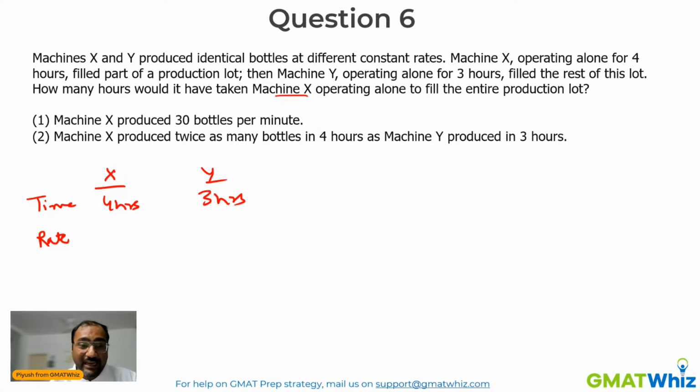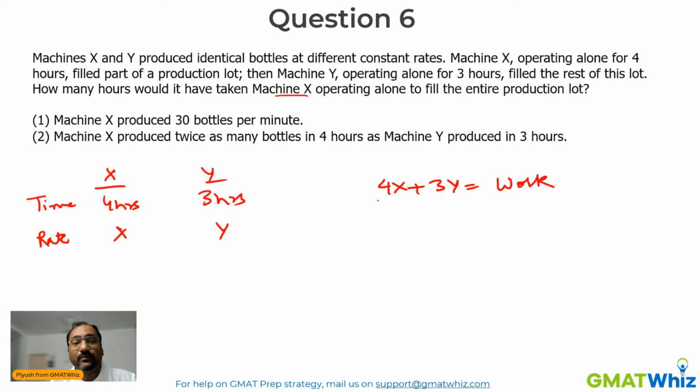So I say if the rate is not known to you, you can just take the rate as x and y, for example. So I know in this case that 4x plus 3y is my total work. Now you can take the work as one, or anything you want to write, but this is your total work.